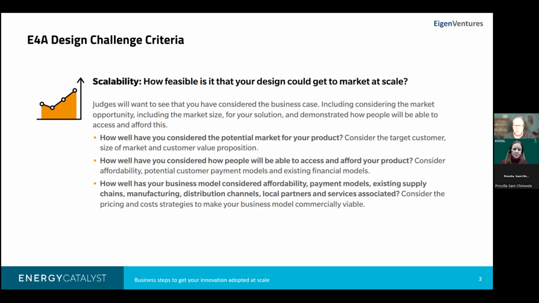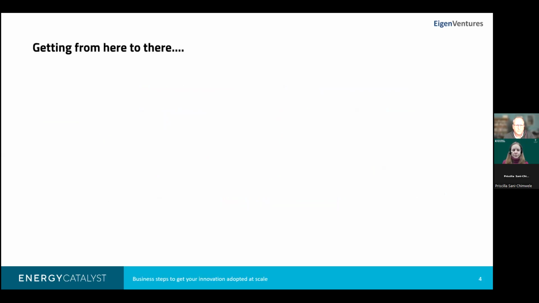Bearing in mind this is perhaps talking about the base of the pyramid, the people with the lowest incomes in the world, how are they going to afford your products? And the overall business model, how does that relate to affordability, payment models, supply chains, etc., etc.? There's a lot to think about there. So what I tried to do here is talk you through some of the key elements of that.